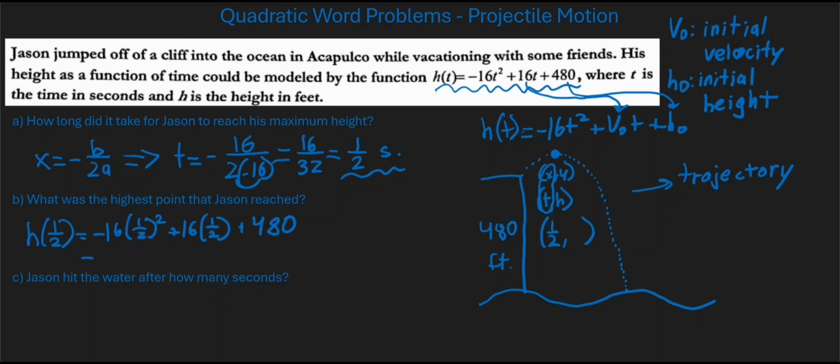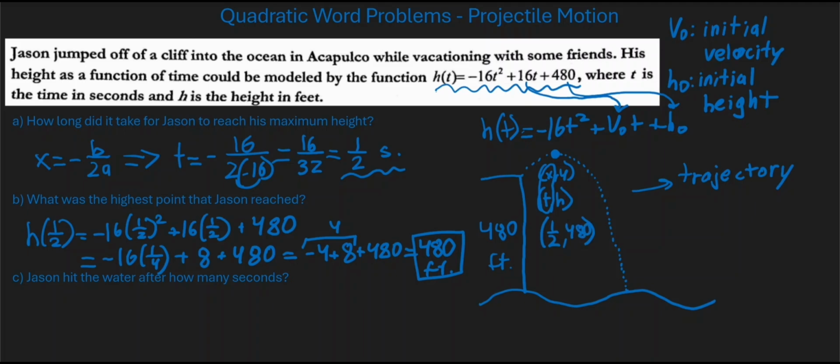All right, so now 1/2 squared would be a 1/4. So we have negative 16 times 1/4 plus 1/2 of 16 would be an 8 plus 480. Okay, and negative 16 times 1/4 would be a negative 4. So we have negative 4 plus 8 plus 480. And negative 4 plus 8 would be a positive 4. And 4 plus 480 would give us a 484. So we know that Jason reaches a maximum height of 484 feet after 1/2 of a second of being launched. And that would be part B, which gave us the y value for the vertex of the parabola.